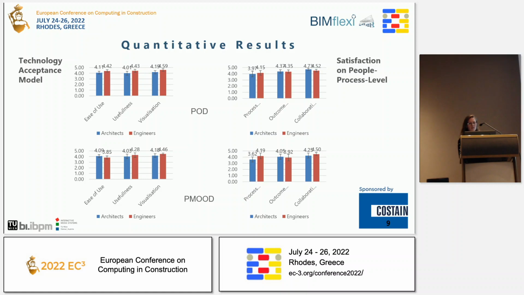On people-process level, architects rated the lowest ranking within their process satisfaction with an average of 3.62. Engineers were least satisfied with the outcome, ranking on average 3.92. The attending engineers ranked their satisfaction with collaboration and process higher than the attending architects.